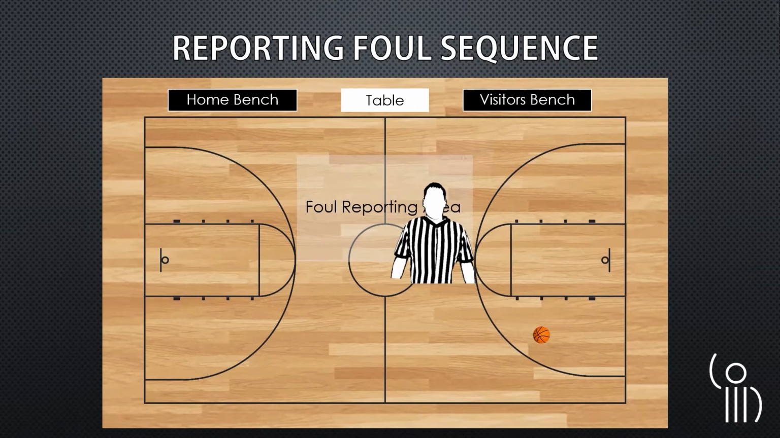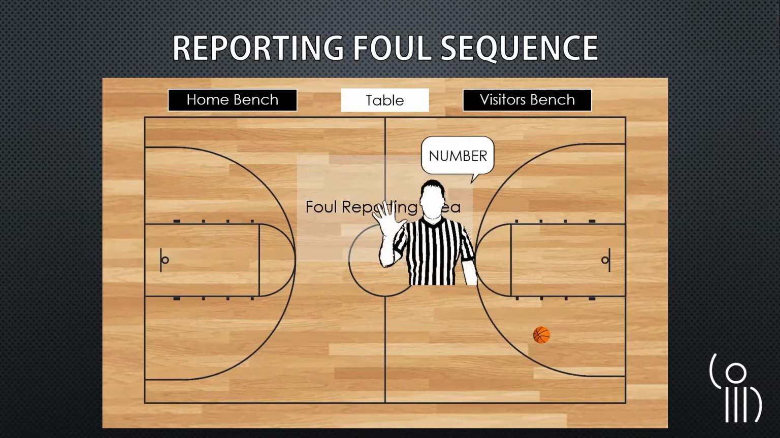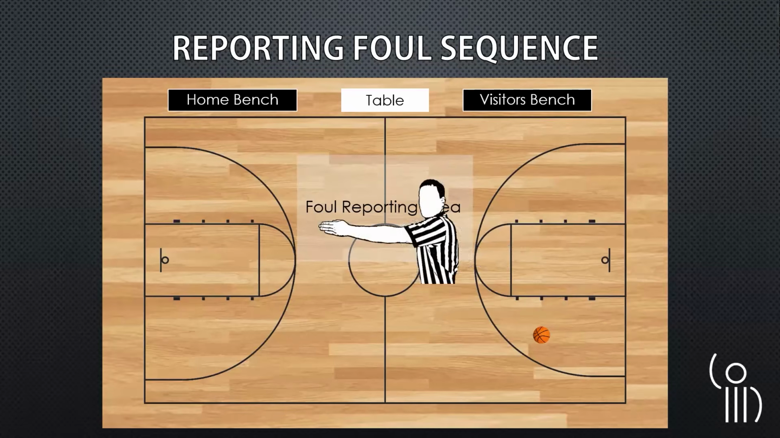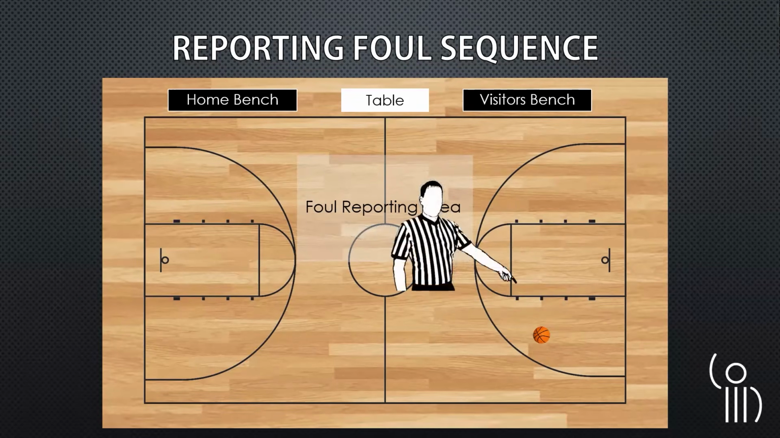Okay. So you get to the foul reporting area. You're first going to report the color of the team that fouled. Then you're going to report the number of the player that fouled. You're going to give the signal of what the player did to foul, the direction, again, that the ball is going, and the subsequent action. So if it's out of bounds or if it's two shots or whatever it may be.